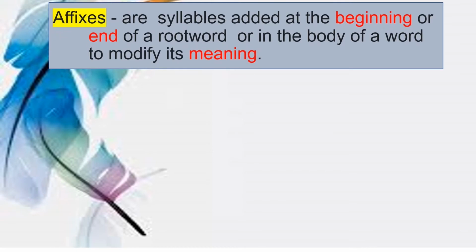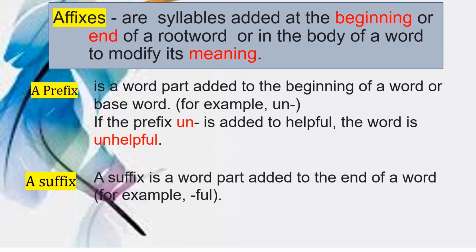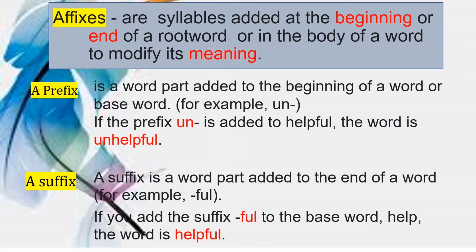What do you call a word part added at the beginning or at the end of a root word? They are called affixes. Affixes are syllables added at the beginning or end of a root word or in the body of a word to modify its meaning. We have here a prefix. A prefix is a word part added to the beginning of a word or base word. For example, un. If the prefix un is added to helpful, the word is unhelpful. Next, we have a suffix. What is a suffix? A suffix is a word part added to the end of a word. For example, ful. If you add the suffix ful to the base word help, the word is helpful.